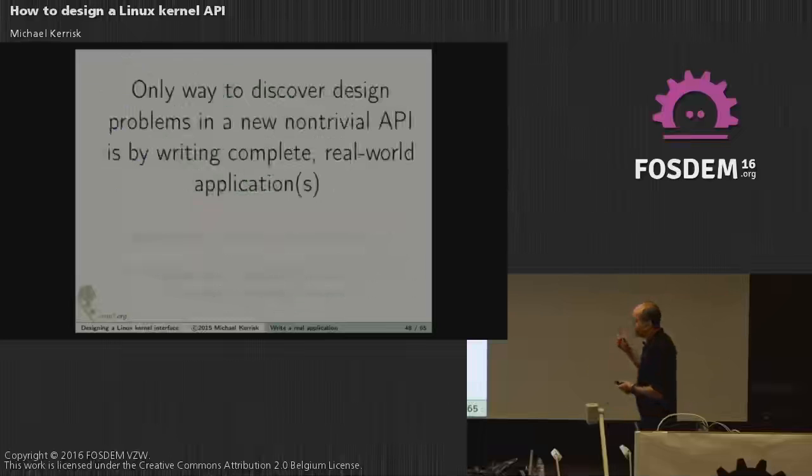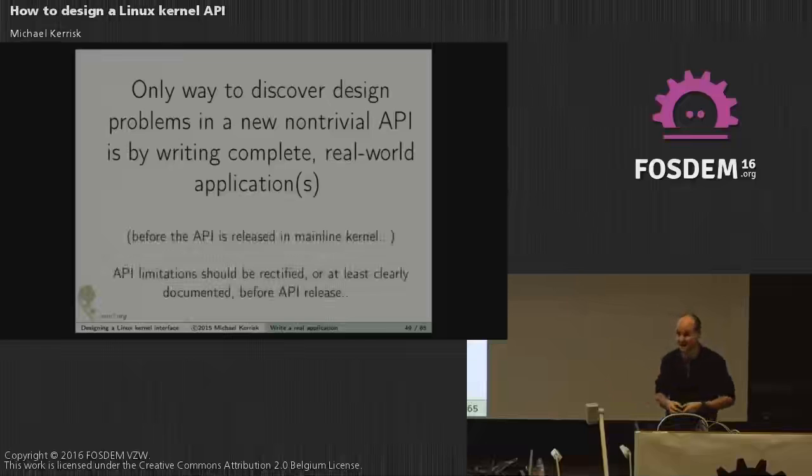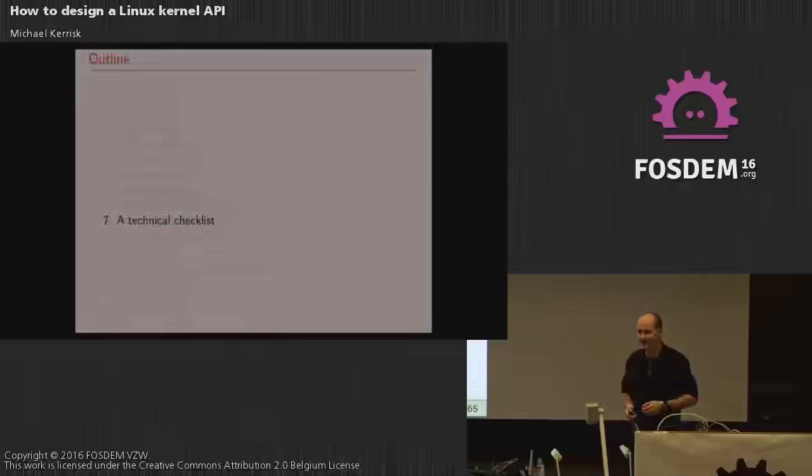So this is what I mean. You can only get a feel for what the real design problems and requirements are from an API by writing non-trivial applications that really test the API. And of course, this should really happen before it's released to the wider world. It's no good finding these problems later. And if you can't fix the problems, at least document them so that other people can point at you and poke fun at you and reject your API.